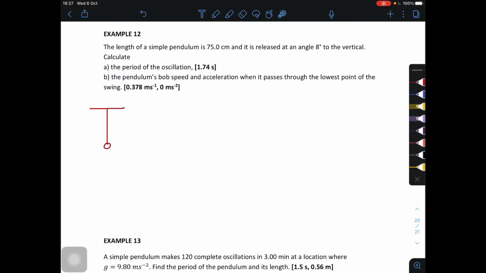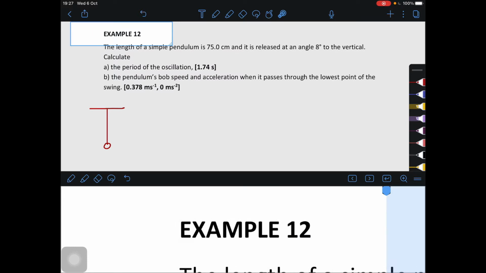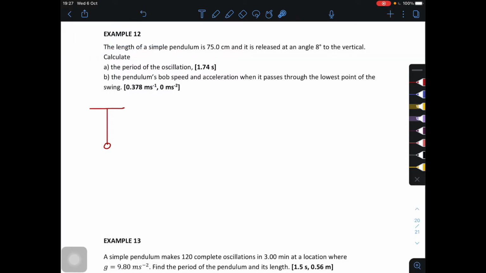Okay, so this is the initial position, which we call the equilibrium, where X is equal to 0. And then the length of the pendulum is 75 cm. So from here to here is 75 cm. And then it is released at an angle of 8 degree.